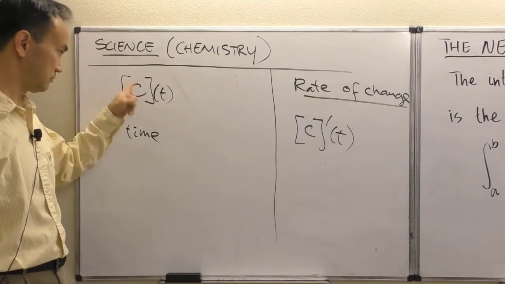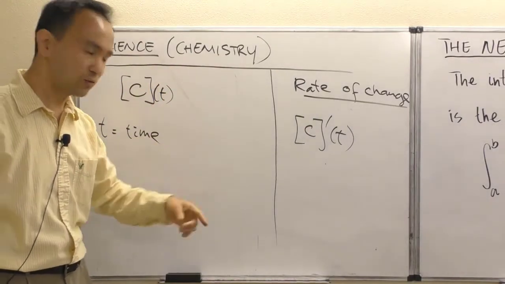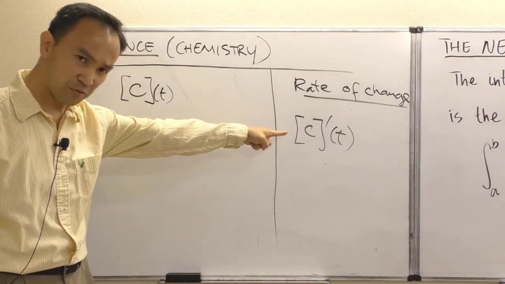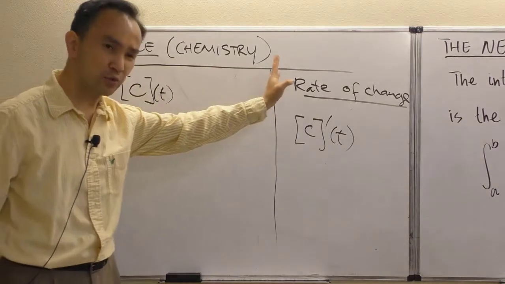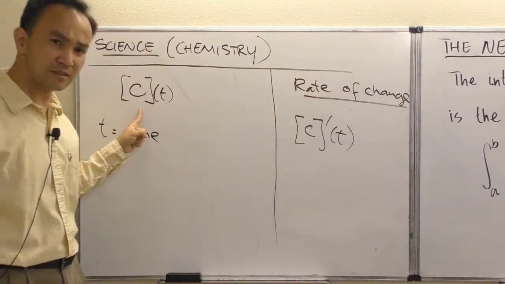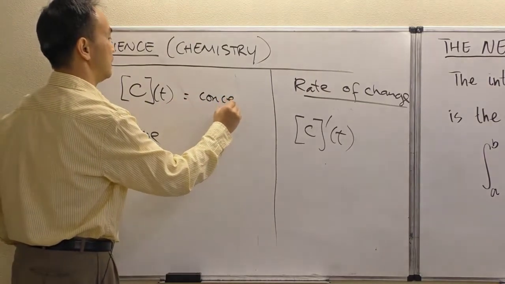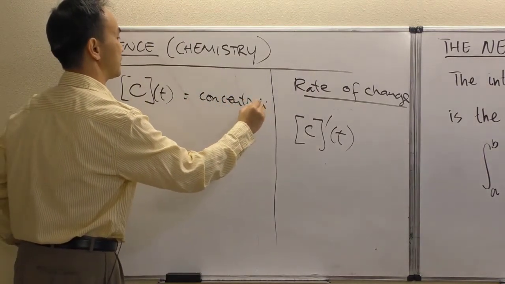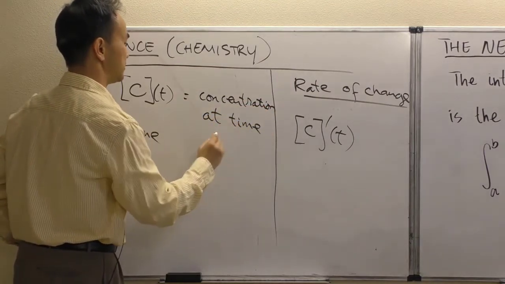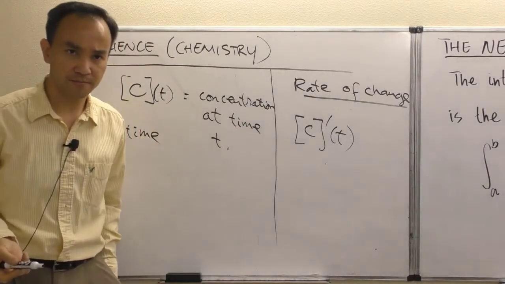It's a little bit funny that we use square brackets included together with the function's name like that. That's one function. But C prime is the rate of change, the instantaneous rate of change of our concentration function. So this is the concentration at time t, the concentration of whatever that chemical C is.